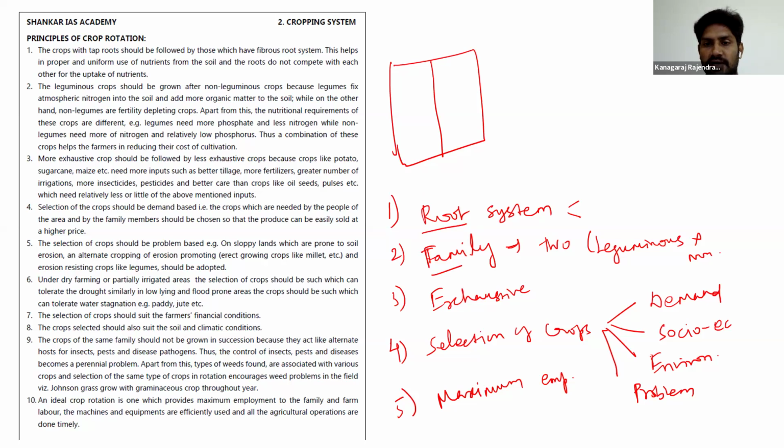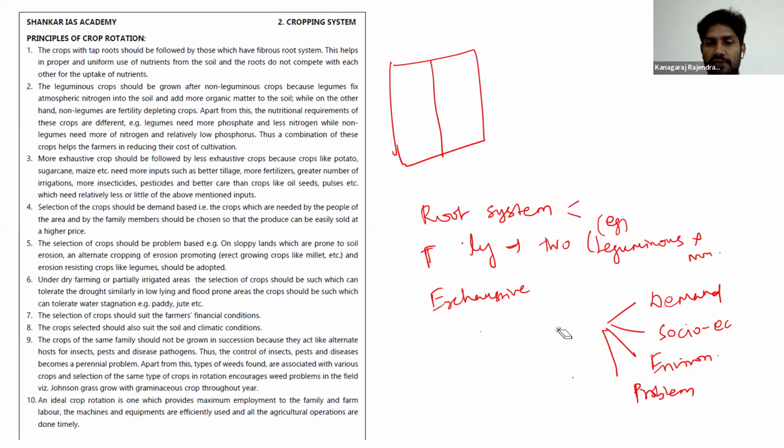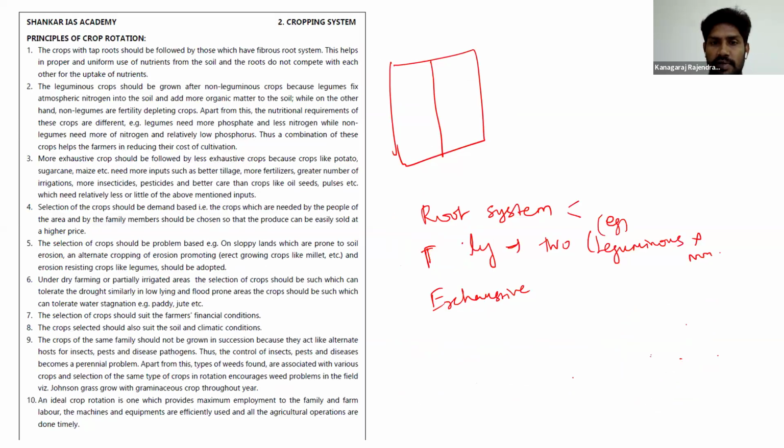The root system should be different. We can also mention the example, okay, if necessary. We can also mention the example here. So this is one simple short note, okay, for our mains preparation. You can save a lot of time during revision if you prepare in this way. And one more example from our last year question.